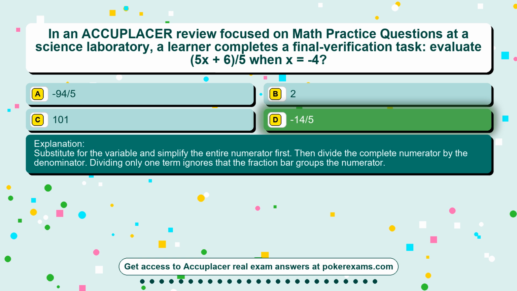Substitute for the variable and simplify the entire numerator first. Then divide the complete numerator by the denominator. Dividing only one term ignores that the fraction bar groups the numerator.